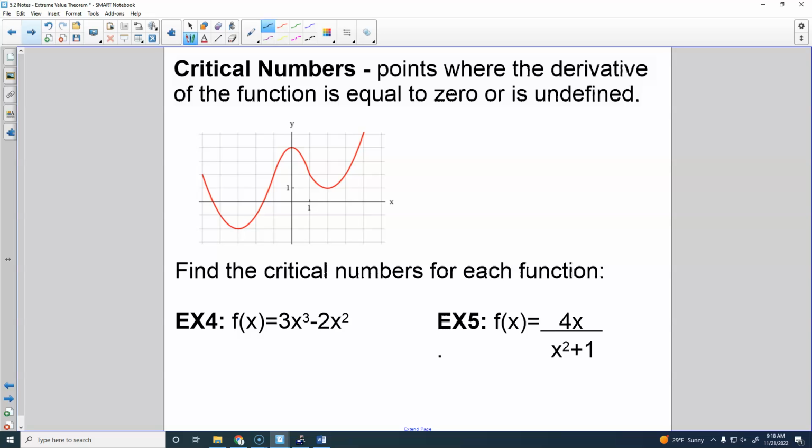All right, so critical numbers are something that's going to be really important in the next few sections that we look at.